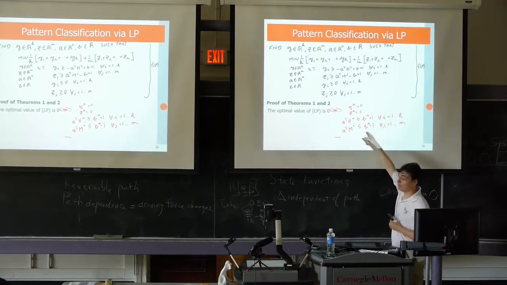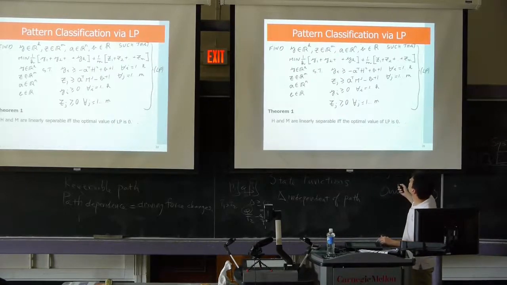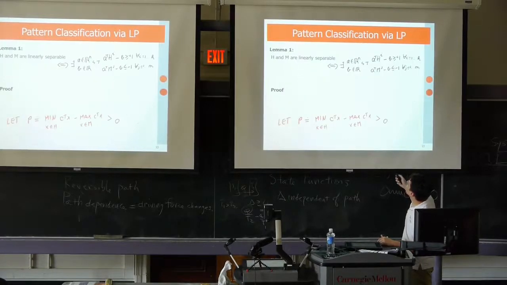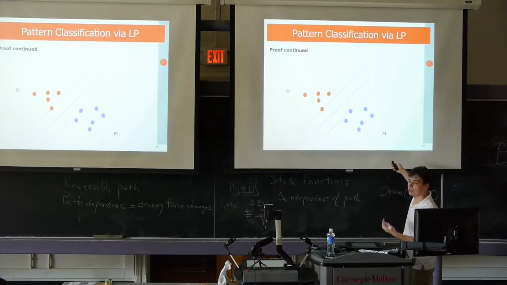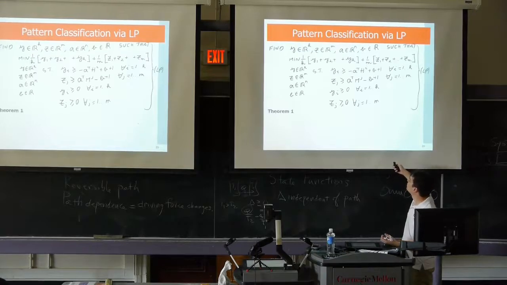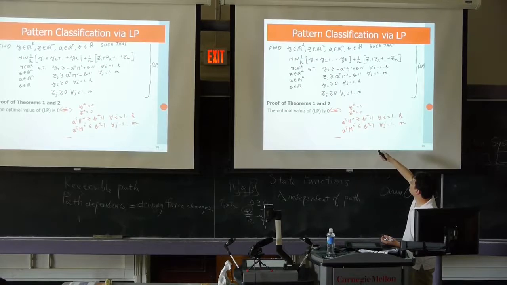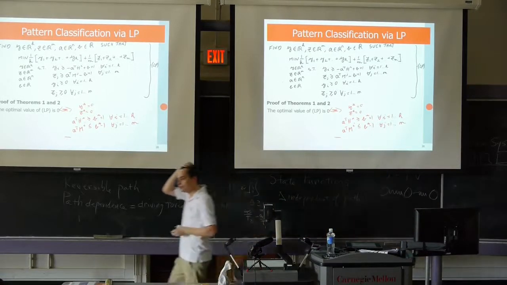And now you use the previous theorem that we just proved. H and M are linearly separable if and only if there exist an a and b such that this holds. And the linear program says that if the solution of that linear program is zero, then the solution has these properties. Is it clear?